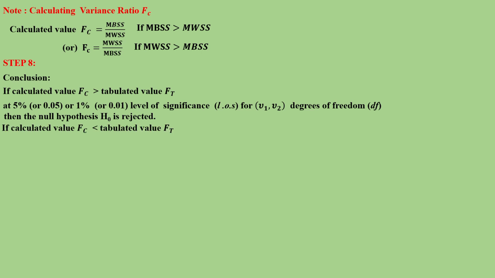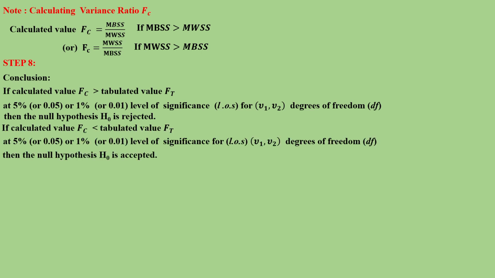Similarly, if the calculated value is less than the tabulated value, right, then the null hypothesis is accepted. That means H1 is rejected, the alternate hypothesis is rejected. So the tabulated value is taken from the F table, the statistical table, right?